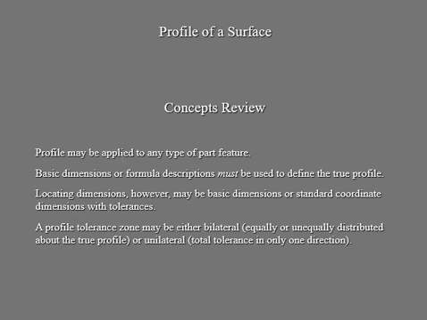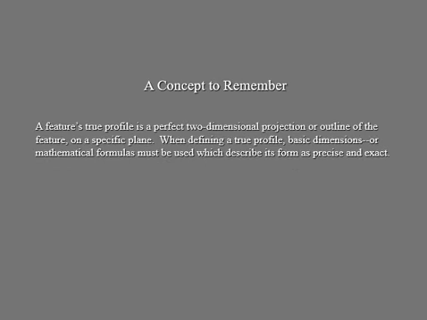So when we go back into the profile review, we know that your profile is going to be applied to any type of part feature, your basic dimension. It's going to deal with your true profile. You're going to locate your dimension, but your basic dimension or standard coordinate dimensions, maybe your location dimension. So since you're dealing with the profile tolerance zone, that has to be either bilateral or unilateral. These are the same thing again and again, telling you with a different example.